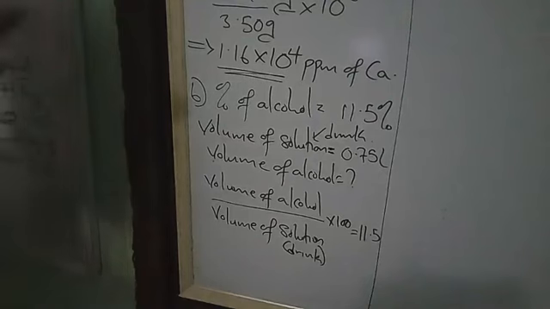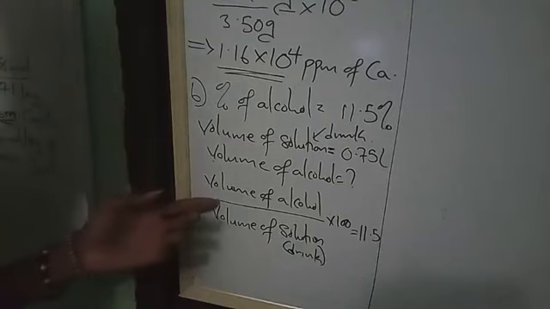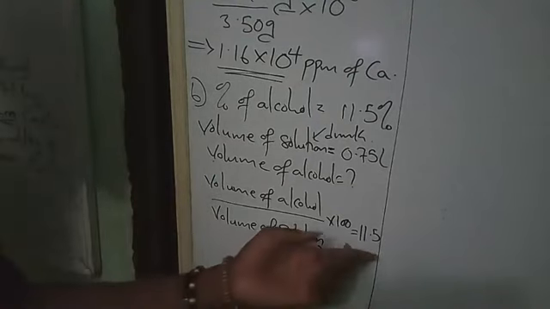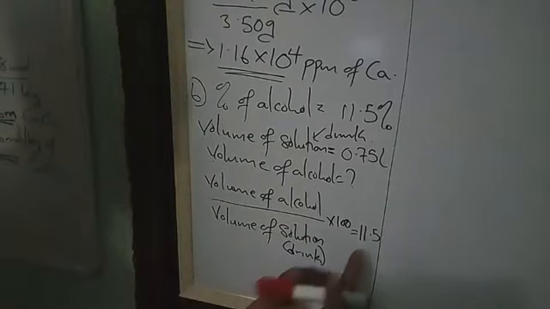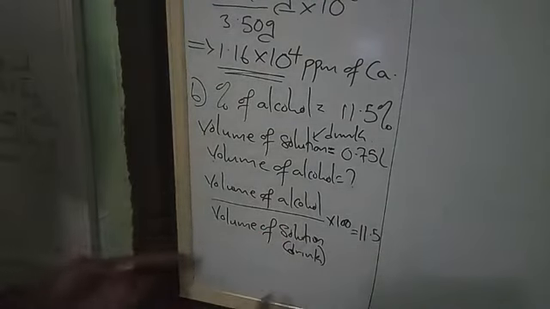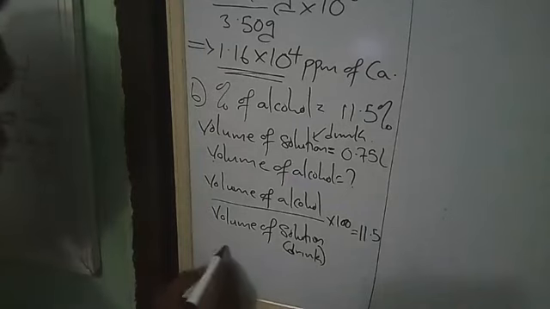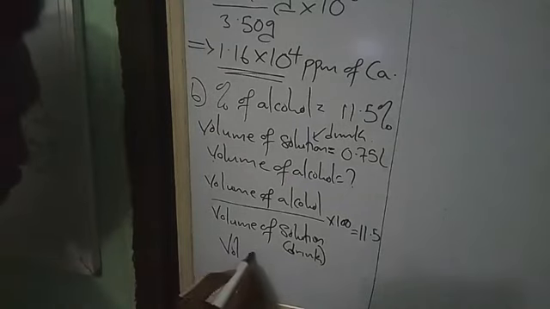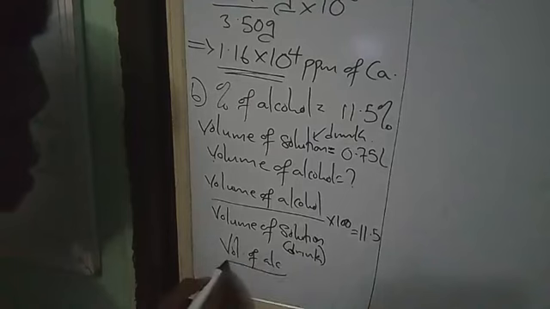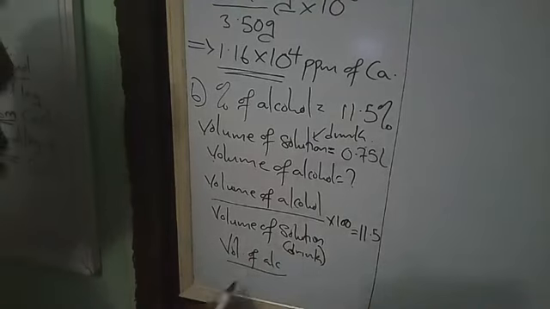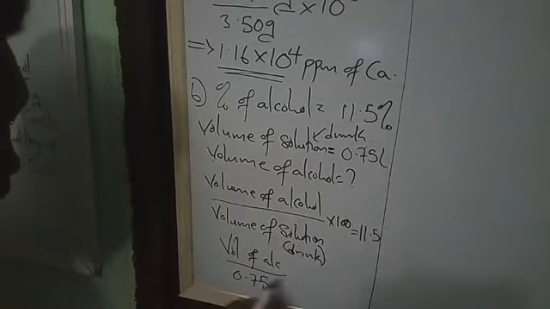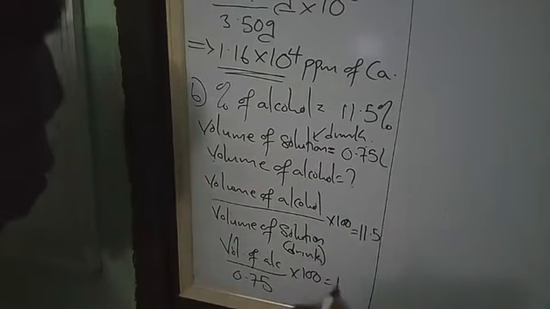Normally, volume of alcohol over this times 100 will give us our percentage of alcohol. But they've given us the percentage of alcohol, so we put these values in and obtain the volume of alcohol. You get? So I'm saying volume of alcohol all over volume of the solution, which is 0.75, times 100 is equal to 11.5.